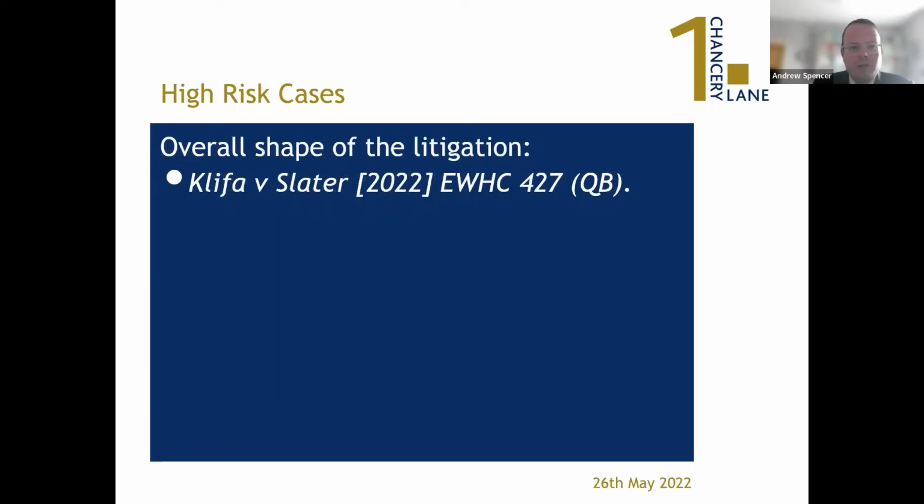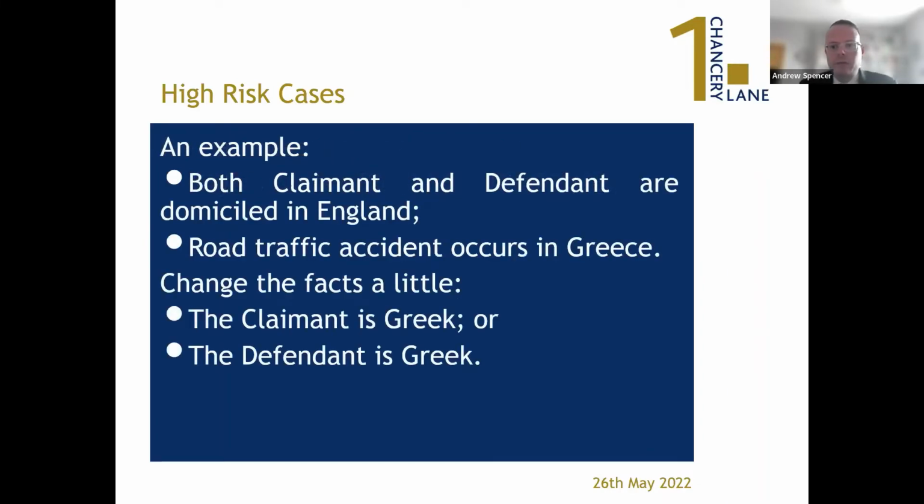An overall shape of the litigation I've addressed already. So these are all very relevant factors when looking at this issue of what's the appropriate forum. And we've now got an example, and I'm going to ask for some comments about this in the chat. I thought for a moment I might try and do a poll, but I think I might be exceeding my IT competence by trying to do that. So here is the example then. Both claimant and defendant are domiciled in England, and the road traffic accident occurs in Greece. So can I have some responses to that in the chat?